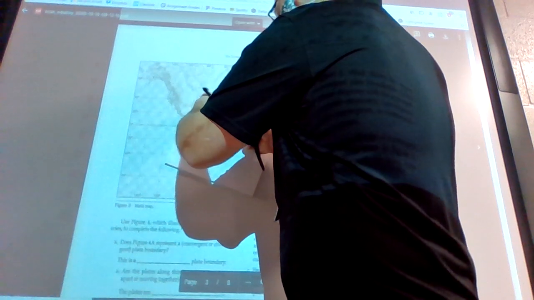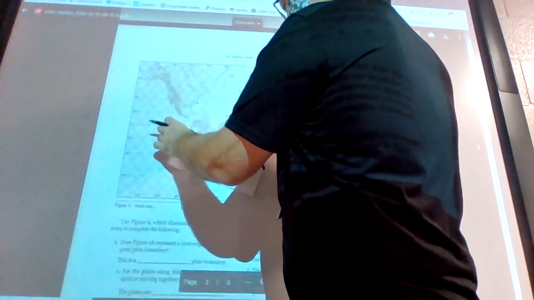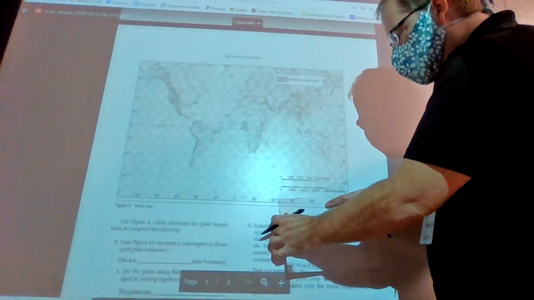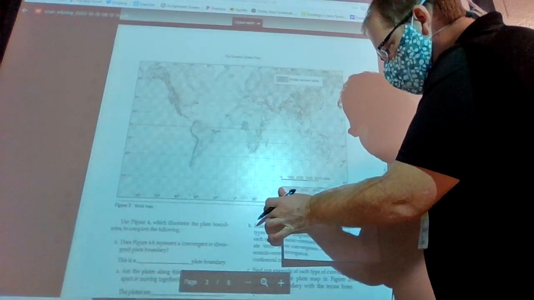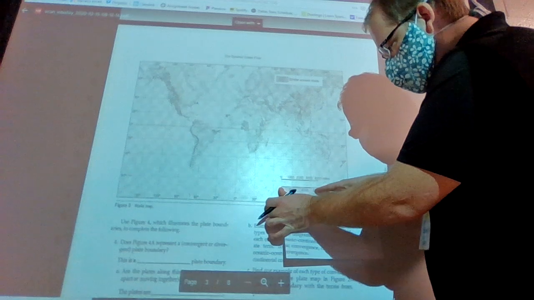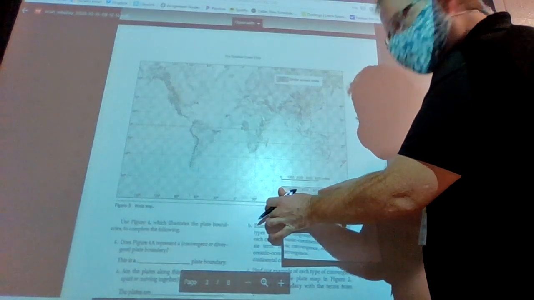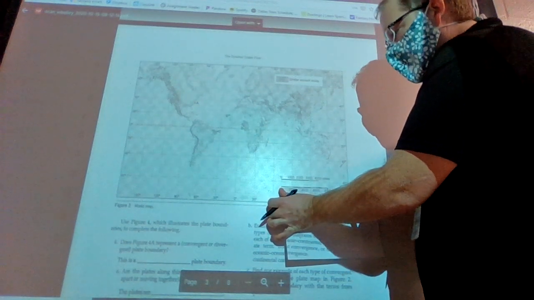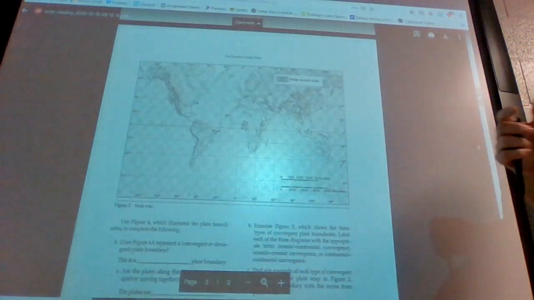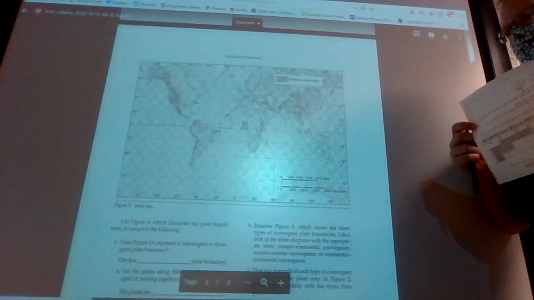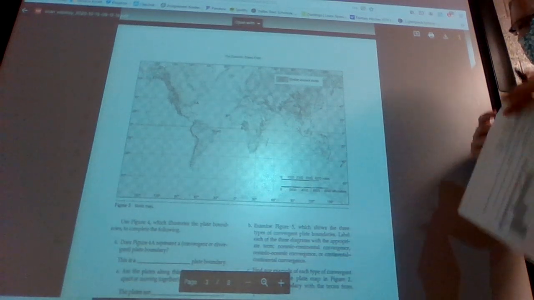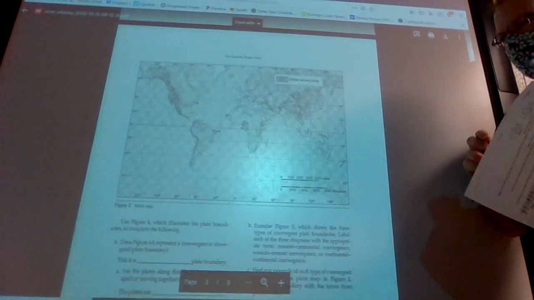Get my piece of paper here, make a little mark where point B is, and I would go down to the scale at the bottom of the map, start at 0, and go over. And I can't really see the numbers, but I'm probably looking somewhere close to 7,000 kilometers. Try to be as accurate as you can. Don't round to the nearest 1,000 or the nearest 10. Put what you actually think it is, as close as you can get to that point.